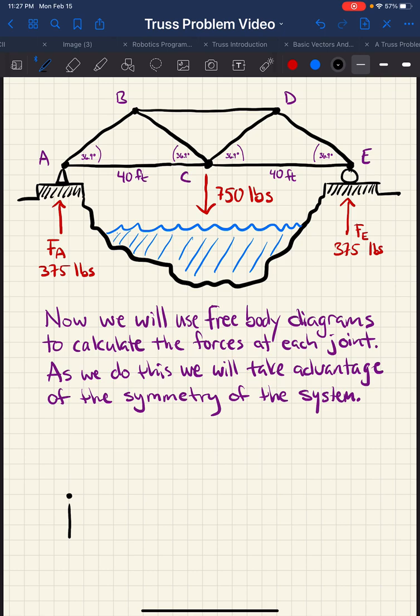And we know at A we have FA, and it's acting in that direction. We have FAB, we don't know what direction that is yet, but we're going to figure it out really quickly. And FAC. There's the point C. And we know that this is 375 pounds.